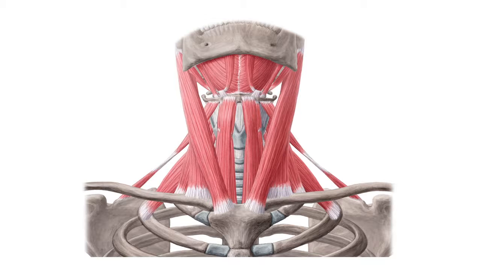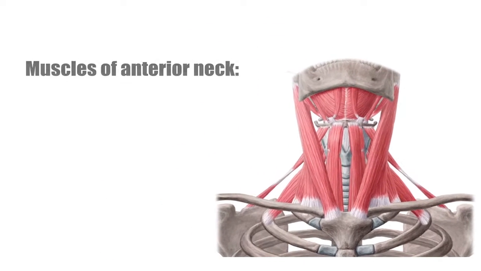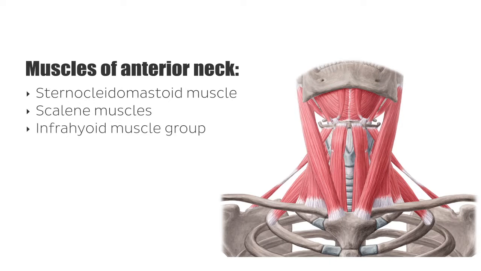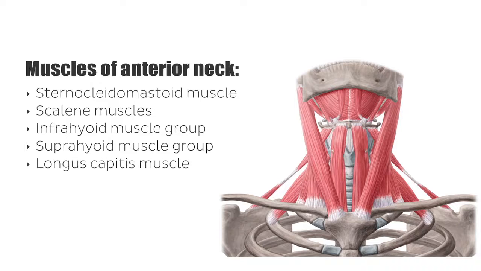We will be covering the different origins, insertions, innervation, and functions associated to all of these muscles that define the anterior portion of your neck. Now, the list includes the sternocleidomastoid, the scalene muscles, the infrahyoid muscle group, the suprahyoid muscle group, the longus capitis muscle, the longus colli muscle, and the platysma, the first one that I removed from the image. So quite a lot to cover in this tutorial.